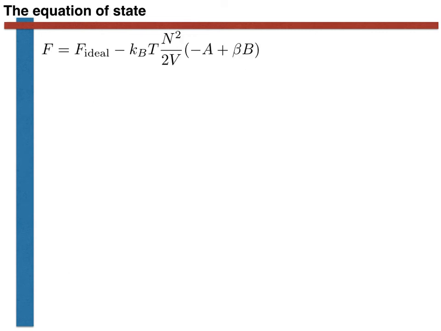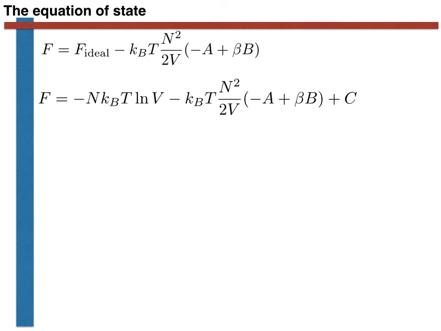We can take the expression that we just arrived at for the free energy and use it to calculate the equation of state. The first step in doing so is to remember that the free energy for an ideal gas, F ideal, can be written as some constant C, which will be equal to the free energy of the gas in some reference state, minus n kBT log V. This is useful as it ensures that we can rewrite the equation at the top of this slide as shown here.